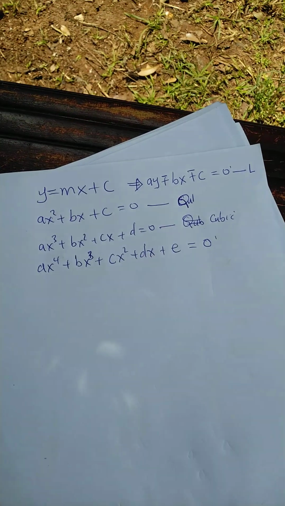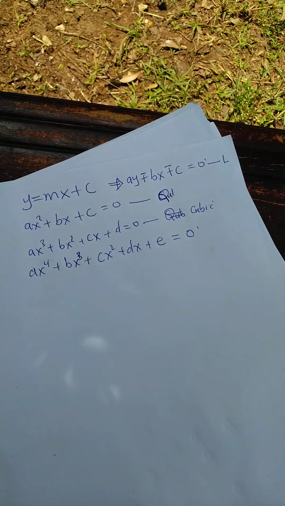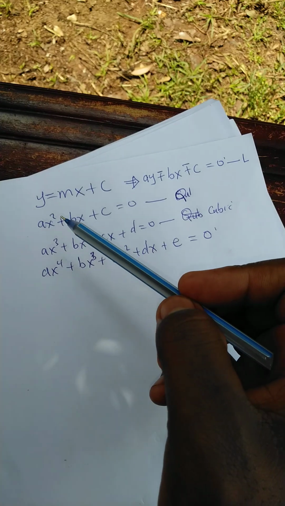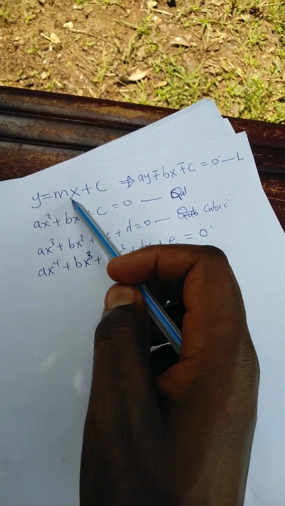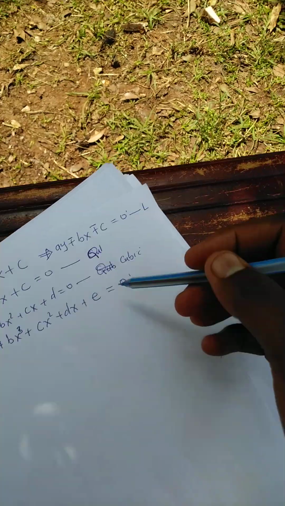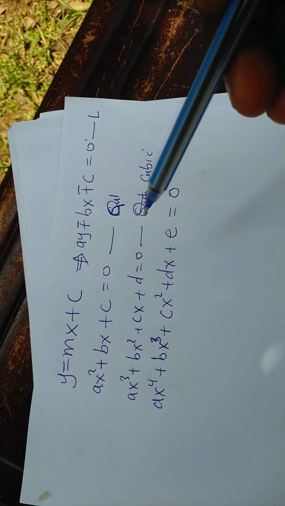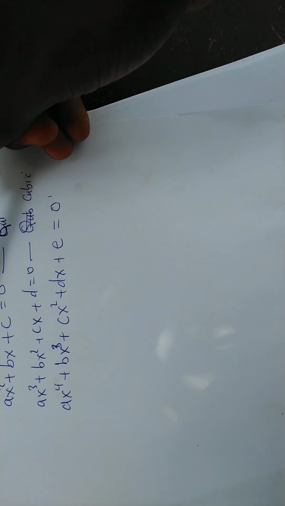Now we have different forms of equations. We have what we call the linear equations. The linear equations are of this format: y is equal to mx plus c. Now y is equal to mx plus c qualifies to be a linear equation, and if you see the power of x is to power 1, that one qualifies it to be linear, or something in a straight line.